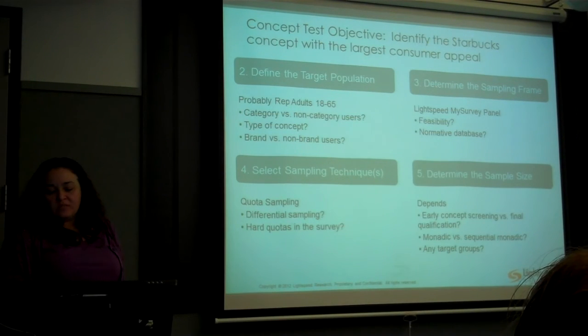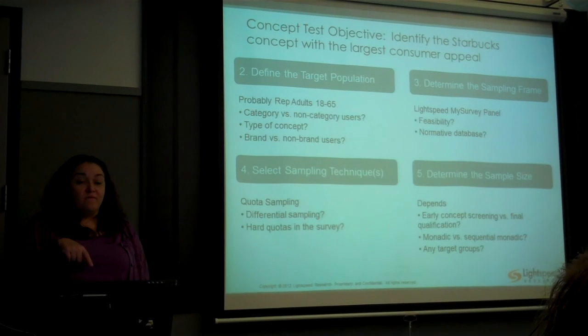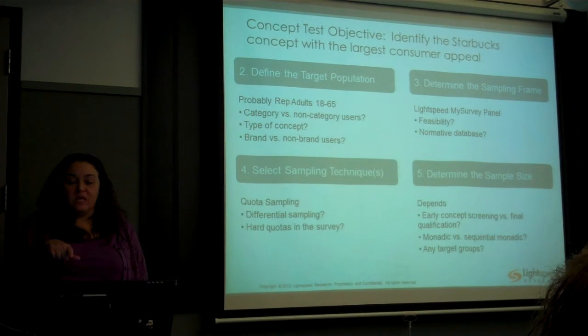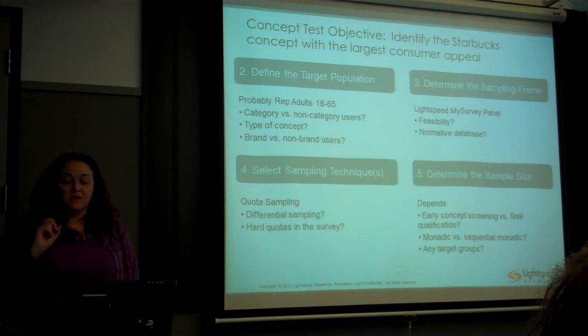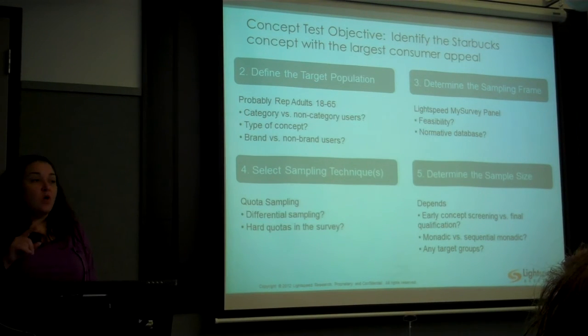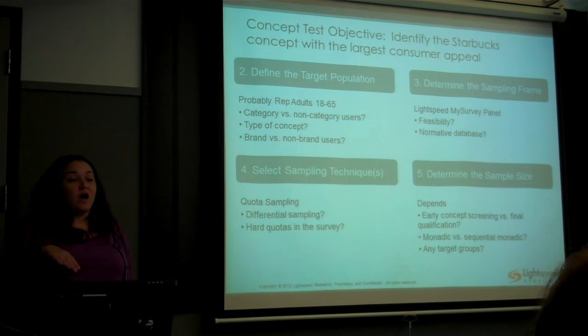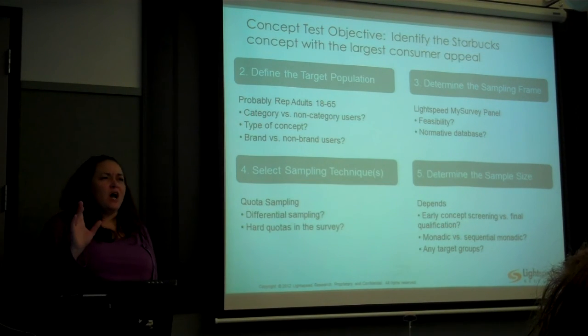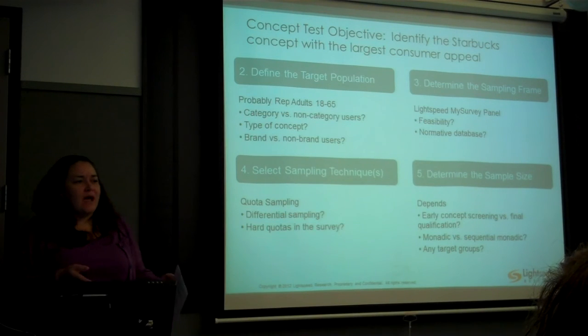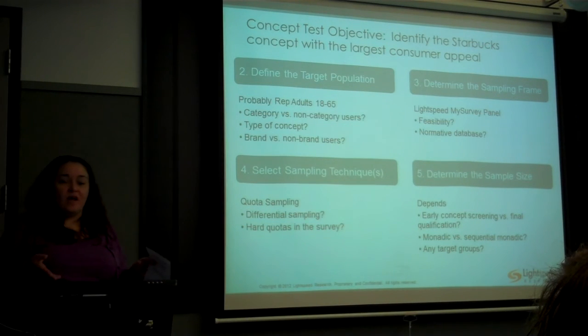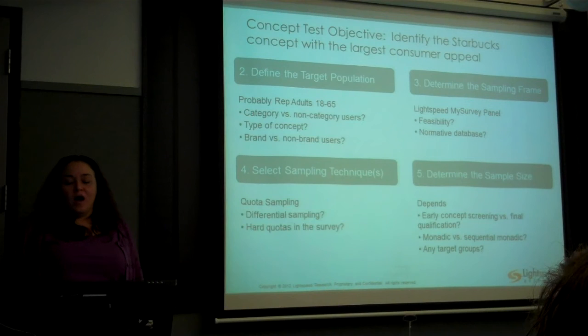And then finally, determine your sample size, and really it depends on what you've learned in steps 2, 3, and 4. But then there's also a few other things to keep in mind, because we know this is a concept test, and you want to know, is it an early concept screening or is it a final qualification? So early concept screening usually means, oh, they have a bunch of ideas and they want to try to narrow it down because they don't have resources to develop everything. So that's pretty early. You can use a smaller base size for that.